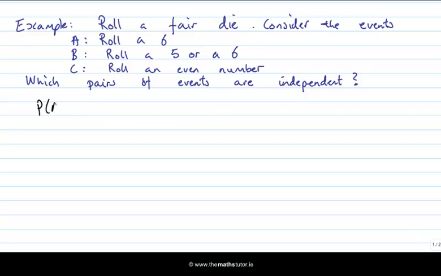So the probability of A, well, that one you should just be able to say straight off. Rolling a 6 with a fair die, the probability is 1 over 6. You have 6 equally likely outcomes. The successful one is a 6, so there's one successful outcome, so your probability is 1 over 6. What about B? Well, there you've got two successful outcomes, a 5 or a 6, so the probability of B is 2 over 6, which is 1/3.